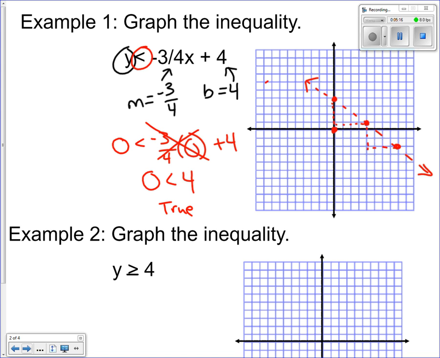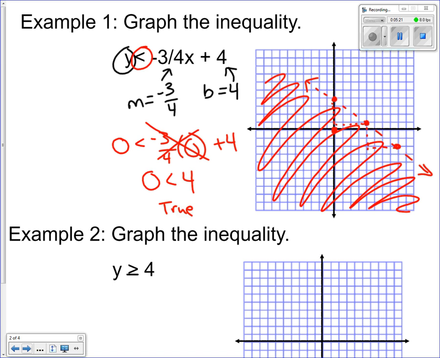So I would shade everywhere that that's part. That graph is the answer. It's that dashed line and then everything underneath. So that's complete.